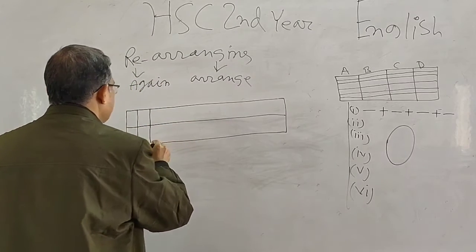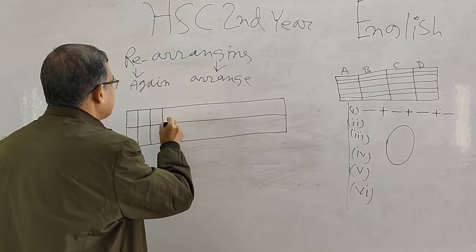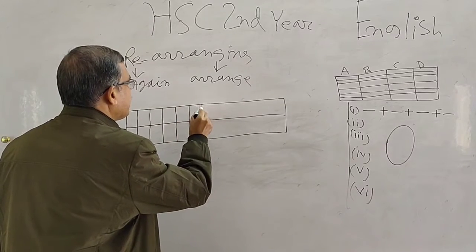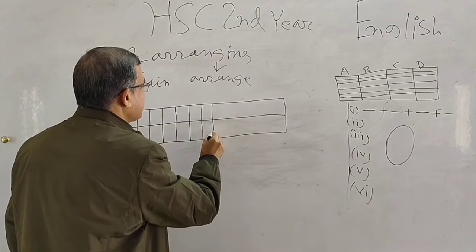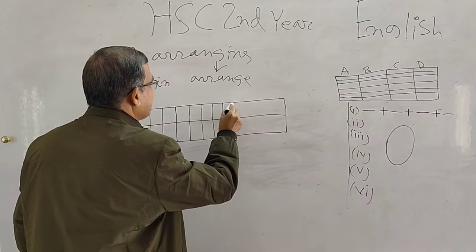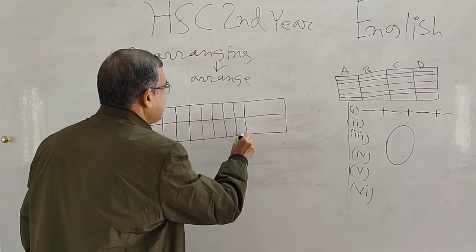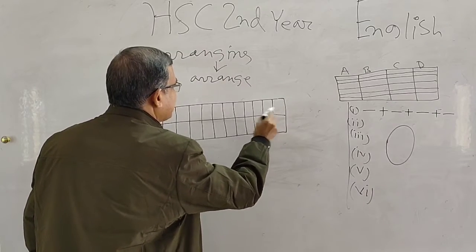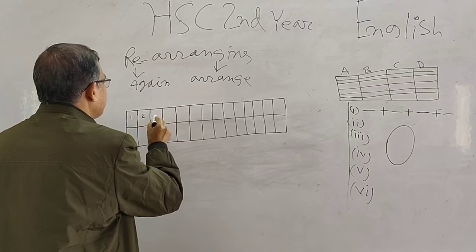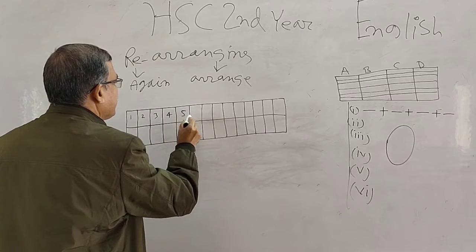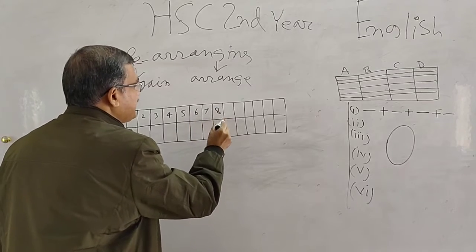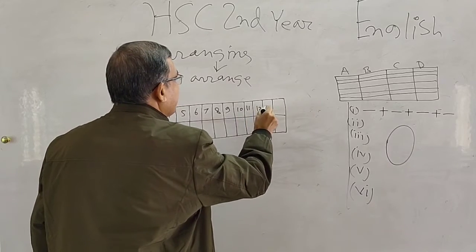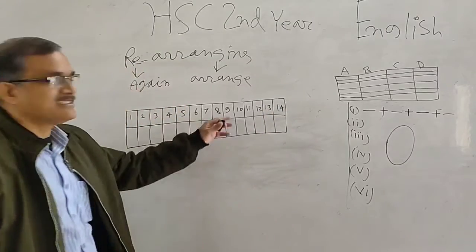1, 2, 3, 4, 5, 6, 7, 8, 9, 10, 11, 12, 13, 14. Okay? 14 sentences.